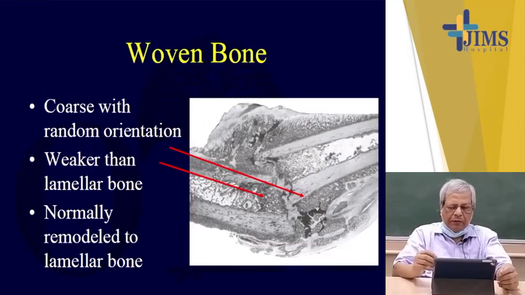And this is a woven bone with random orientation, not parallelly arranged trabeculae. These are much weaker than lamellar bone. This is the stages of fracture healing. This bone is fractured here. This woven bone will ultimately be remodeled to a lamellar bone. After some time, these trabeculae will be arranged in parallel sheets, and that will lead to the lamellar bone.